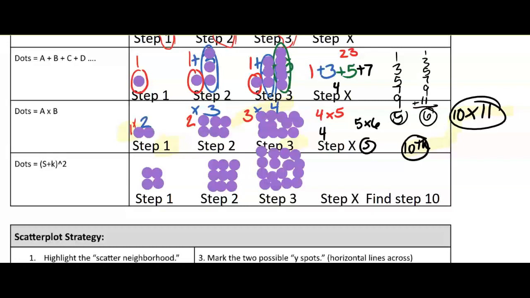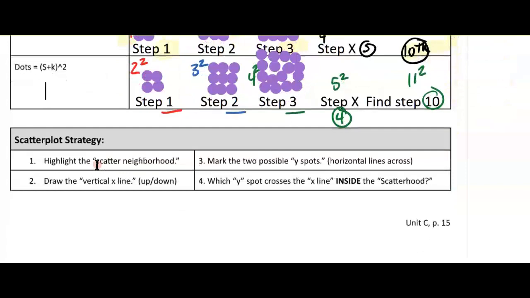And then finally, we have something very similar, but based off of squares. So in this case, step 1 is 2 by 2 or 2 squared. Step 2 is 3 by 3 or 3 squared. Step 3 is 4 by 4 or 4 squared. What would step 4 be? 5 squared. What would step 10 be? No, sorry, 11 squared, because I notice that in this case, my square is always 1 greater than my step number.